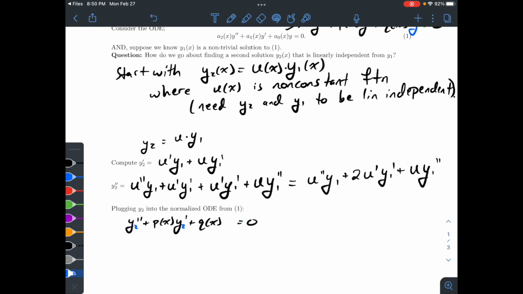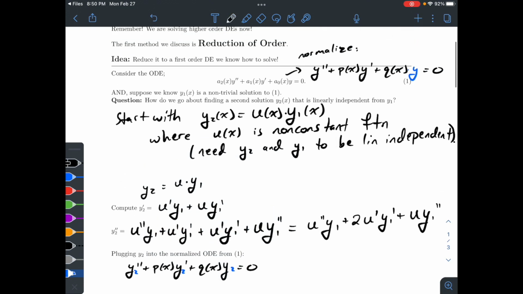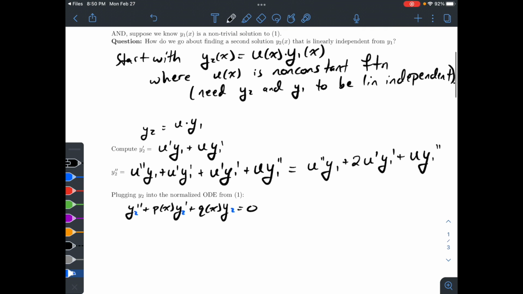Let's put the y, y2. Make it black. Why not? Okay. So we're plugging y2 double prime, y2 prime, and then y2 all in there.